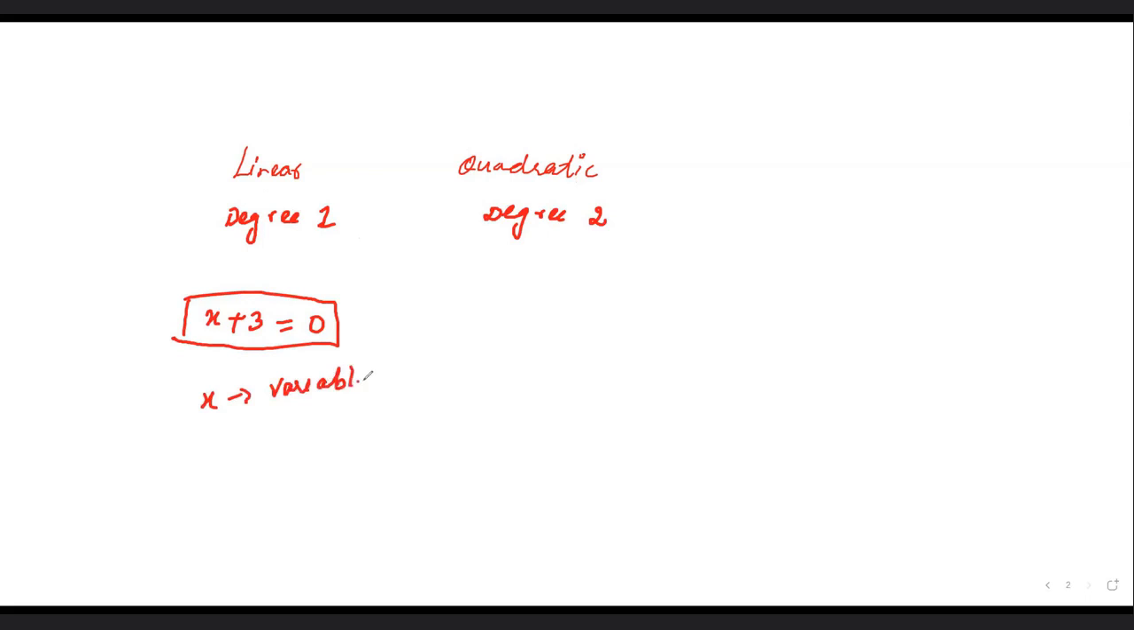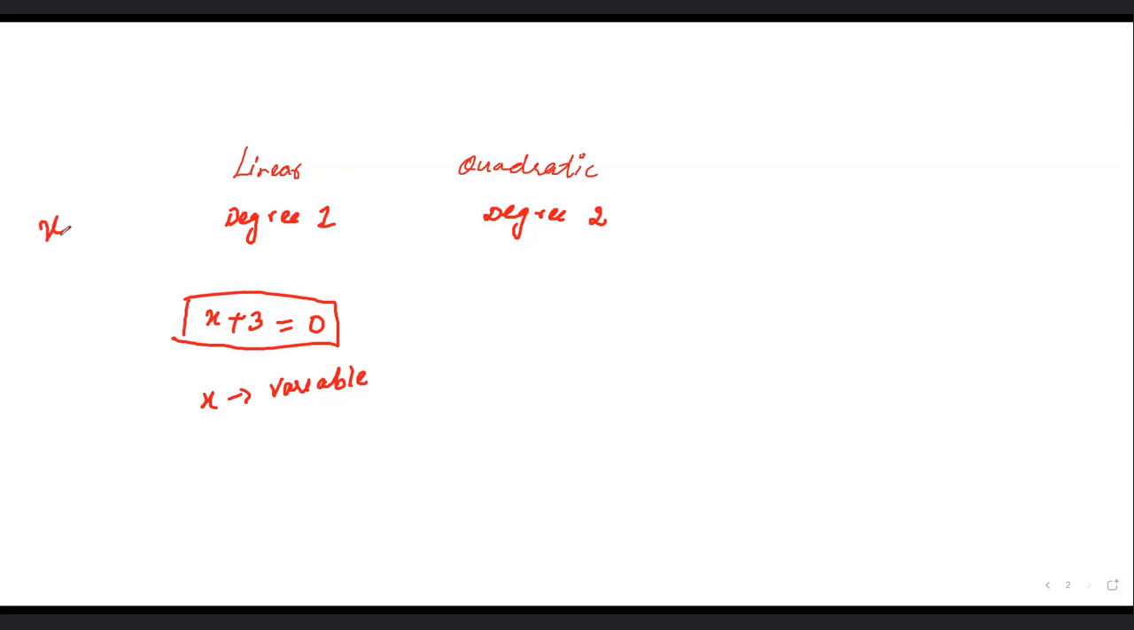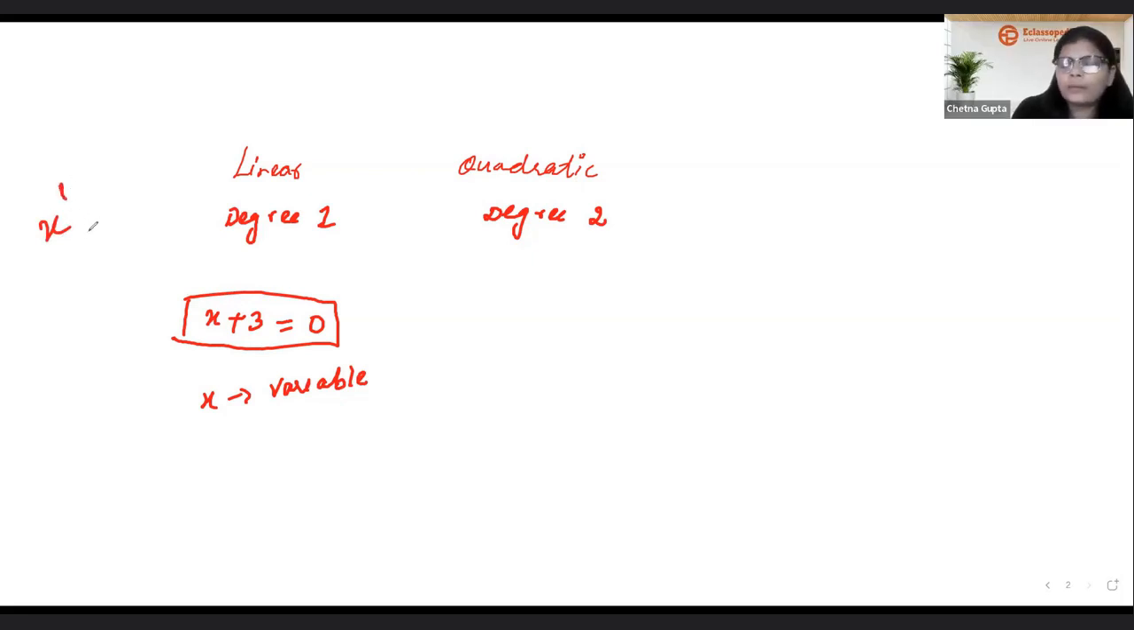Right? So for that you have to check the degree of the variable. X is the variable. So what is the degree of the variable here? 1. If there is nothing present on the power, it means it's 1. So if the degree is 1, it's a linear function.